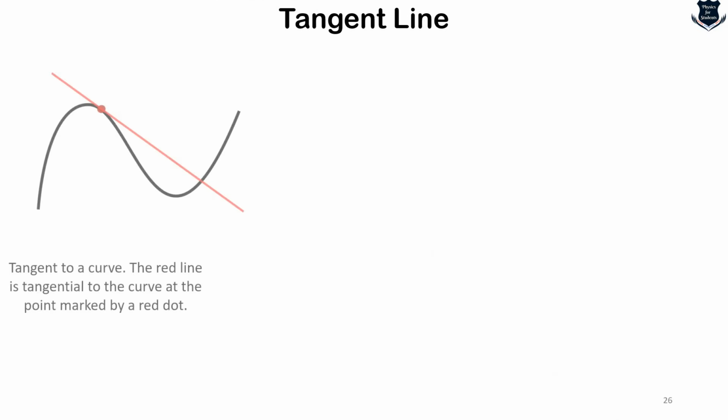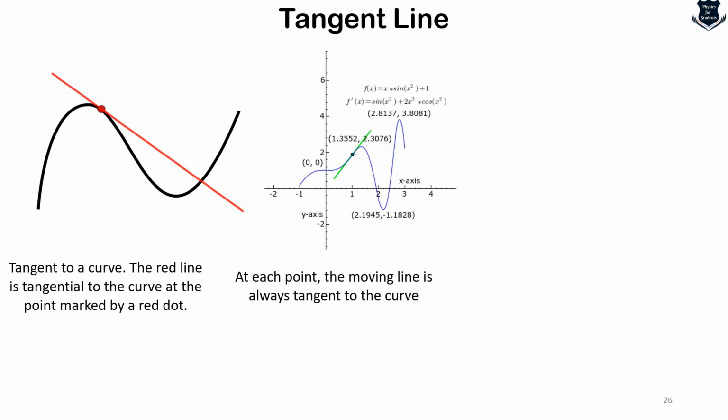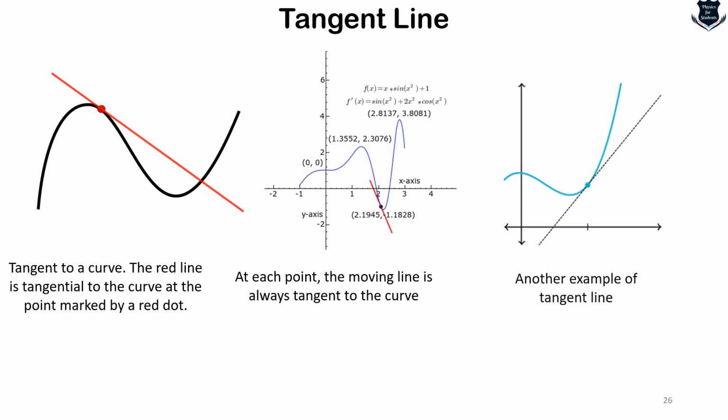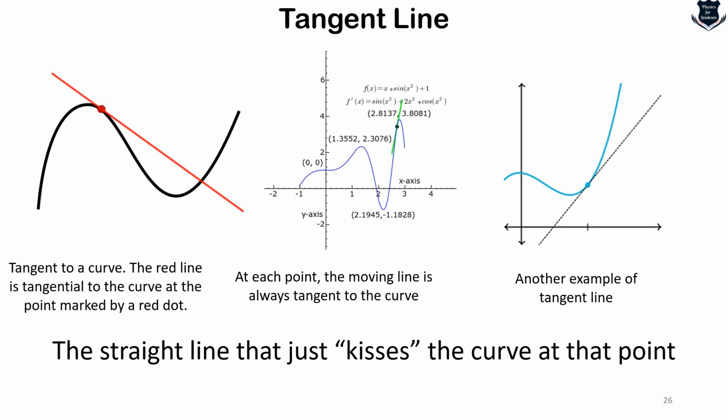Now I won't take too much time to explain this. We have looked at this in our school days. So this is what is called tangent to a curve. This is a nice animation which shows how the point and the tangent line are moving, and this is another example of the tangent line. All of this says one single thing: the straight line that just kisses the curve at that point is what is called a tangent line.